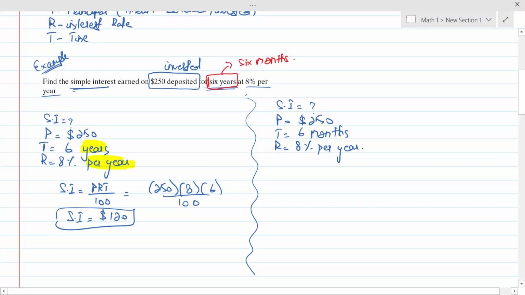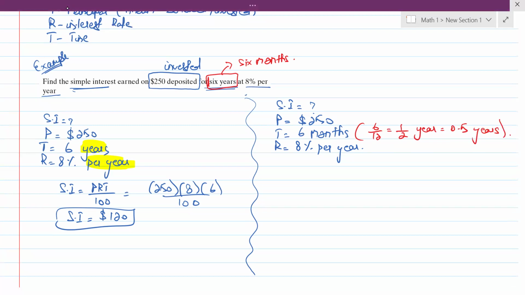The unit remaining the same means this 6 months is to be converted into years, and to convert months into years, we divide by 12. So 6 upon 12 would give us half. So either we say half year or we say 0.5 years. It's the same thing. We have to be very careful about the units used.